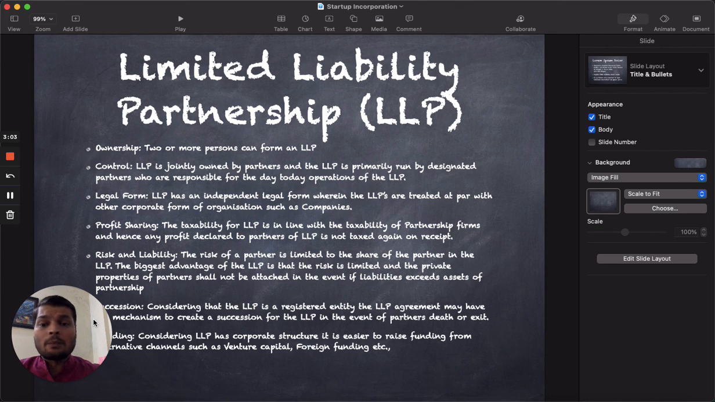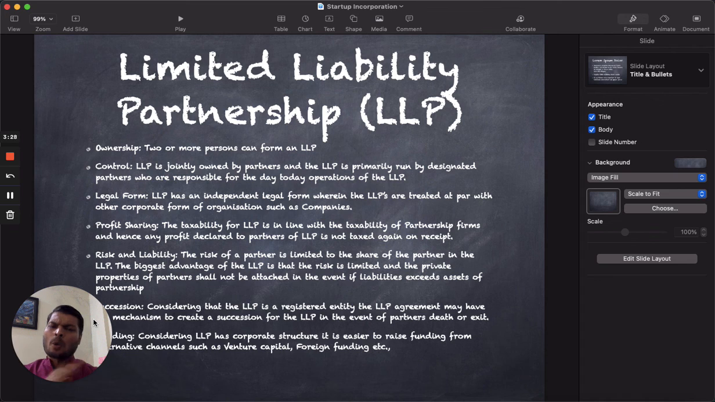In terms of profit sharing, this form of organization allows you to have your own arrangement of profit sharing between the partners. Risk and liability, as I've said, is limited. Succession: limited liability partnerships can run with unlimited succession if it is mentioned in the partnership deed. The funding arrangement for a limited liability partnership is much better than the other forms of organization we have discussed.